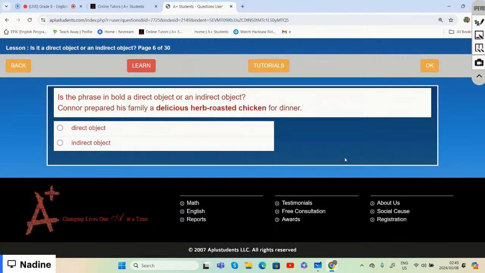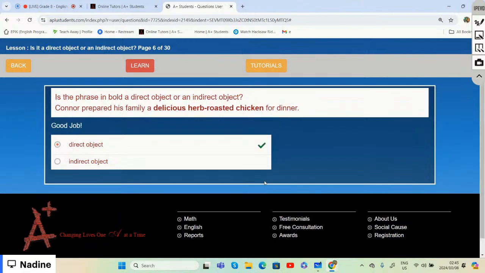So delicious herb roasted chicken, is that a direct object or an indirect object? And if we were to choose the correct option, we would say it is a direct object.